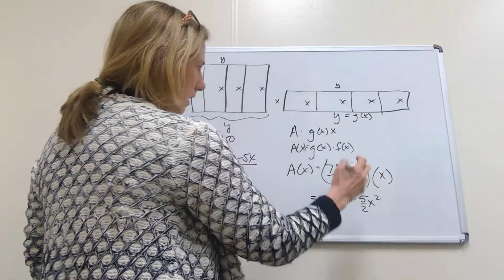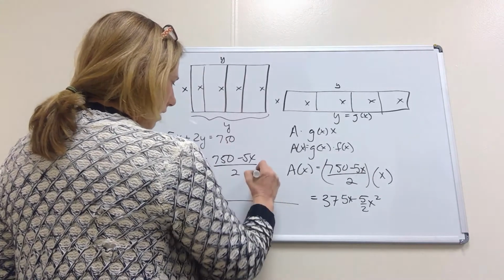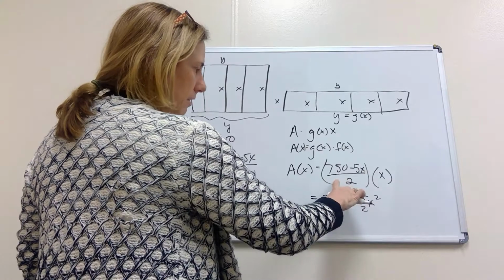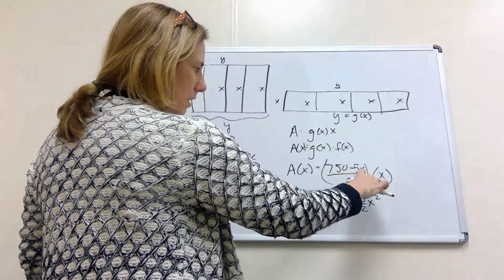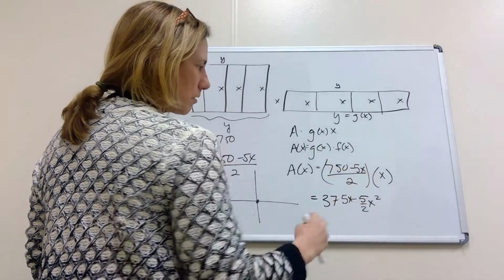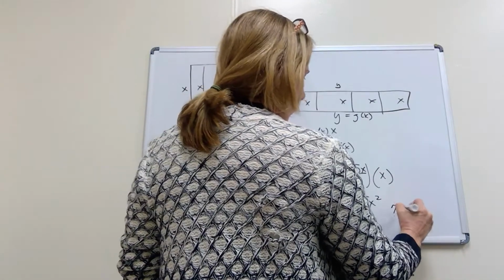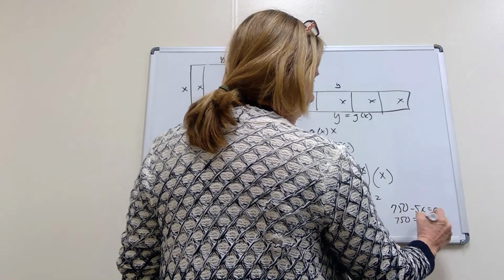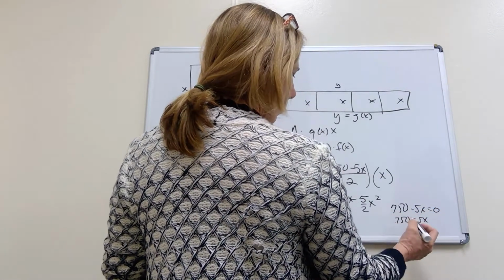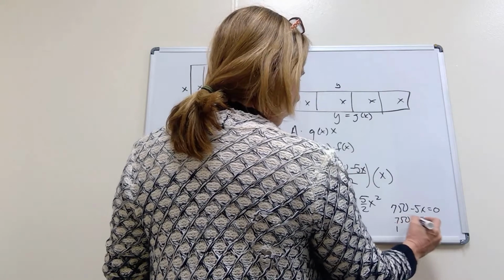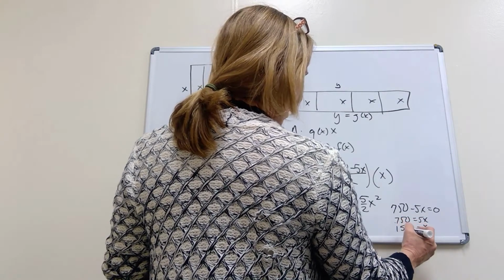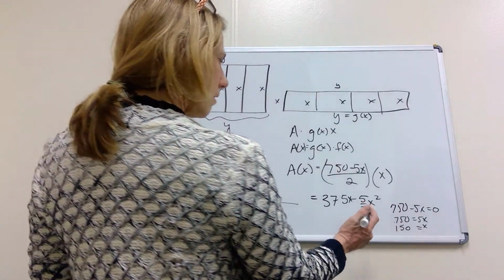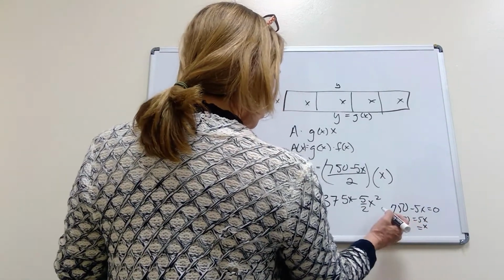And these are the 2 factors. So one factor is x, so one root is 0, and this is the other factor. So if I set this equal to 0, that's when 750 minus 5x is equal to 0. So 750 is equal to 5x, so x is equal to, this goes into 7 once, goes into 25 5 times, so x is 150.